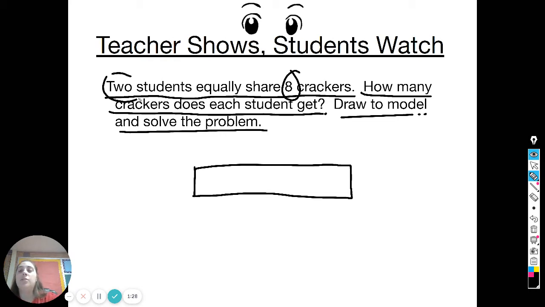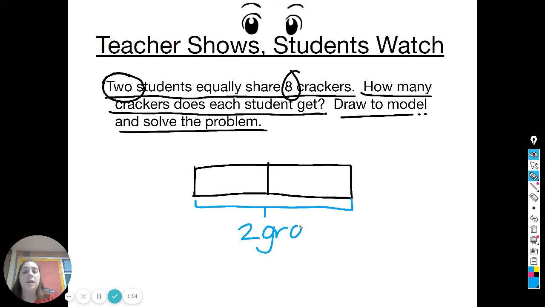Now it says there are 2 students and they equally share 8 crackers. Okay, so I'm going to split my tape diagram into 2 pieces, and then I'm going to start labeling. So I split it into 2 pieces or 2 groups, and that's because there's 2 students. So I know the crackers are being split between only those 2 students or 2 groups. I also know that there are 8 crackers. So there are 8 total.